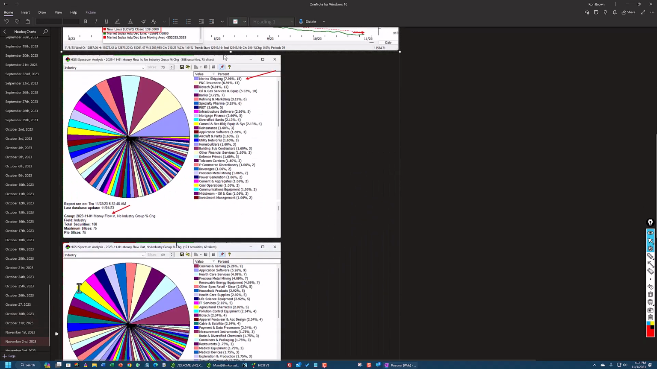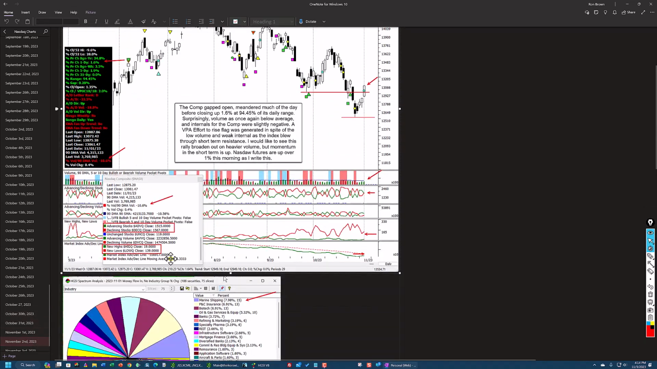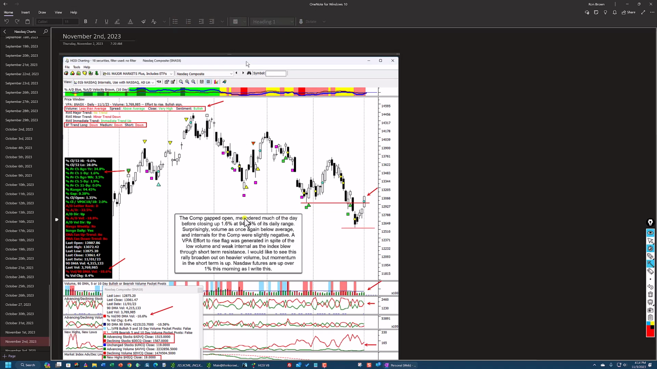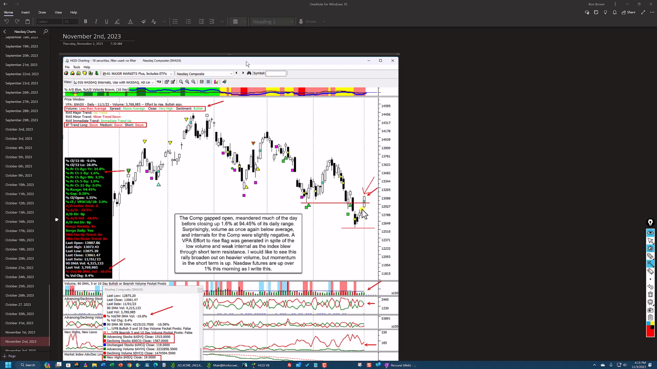This is data from the first. The comp gapped open, meandered much of the day before closing up 1.6% at 94.45% of its daily range. Strong day. And a VP effort to rise flag was generated in spite of the low volume.